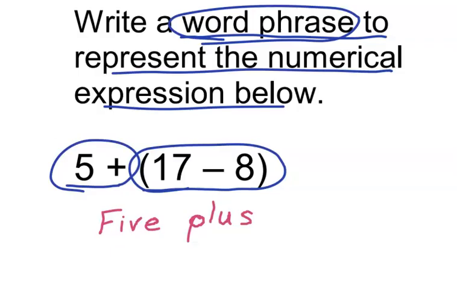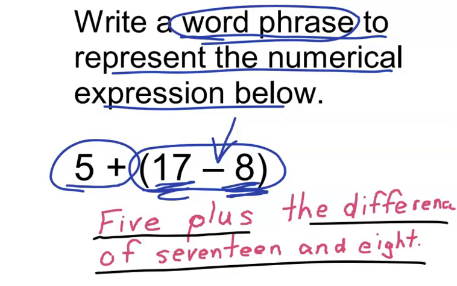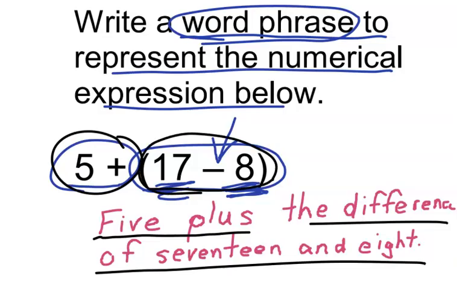And what they like to call subtraction when you're using words is difference. So if that's the case, then it's 5 plus the difference of what numbers? 17 and 8. So it's 5 plus the difference of 17 and 8. So there we have it. If we put the whole thing together, it says 5 plus the difference of 17 and 8. So if you said that, someone would say, oh, you're going to add 5 to 17 minus 8.